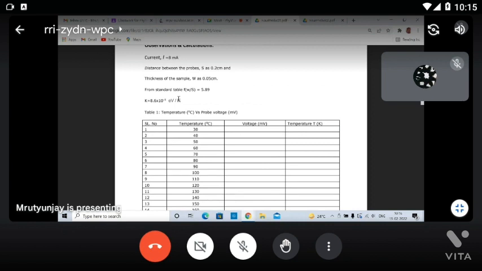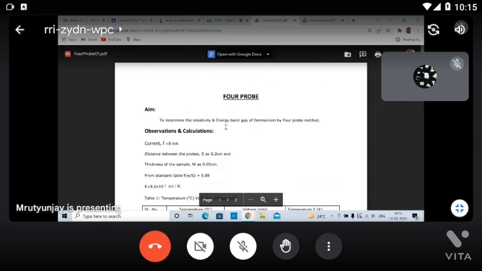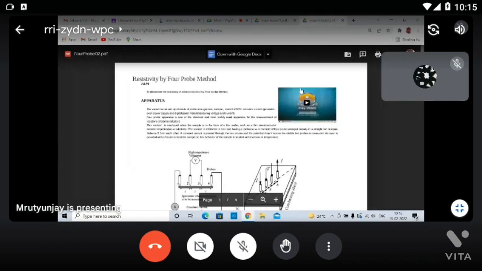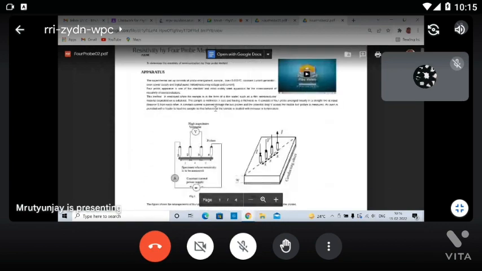Then I will say how to note the observations and how to write the record. First of all, the aim of the experiment is over. Then go to apparatus required. For apparatus required, you have to see 02.pdf. Here are the apparatus. This is the figure of the apparatus.